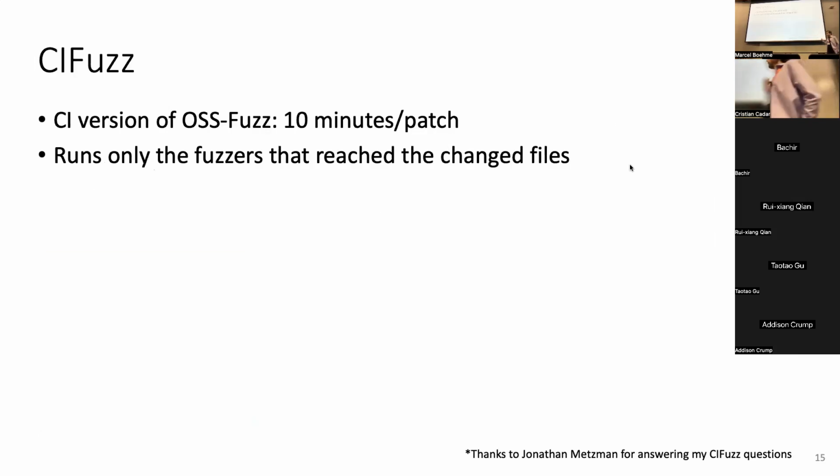So I think that's a moment to give a shout out to CI Fuzz. That's a CI version of OSS Fuzz where it runs for 10 minutes per patch. And it's going to run only the fuzzers that reach the changed files in previous iterations.